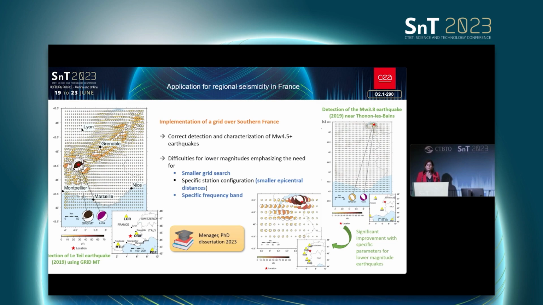However, we encountered some difficulties for the lower magnitude earthquakes, such as a magnitude 3.8 earthquake in the Alps, the Thonon-les-Bains earthquake, for which we actually need to have a smaller grid search, smaller epicentral distance, and also we need to look for higher frequency signals. But once this work is done, the grid MT performance increased by a lot, as you can see here.